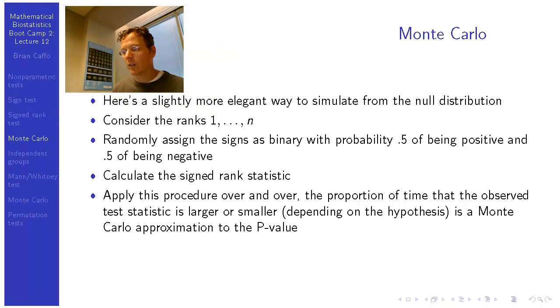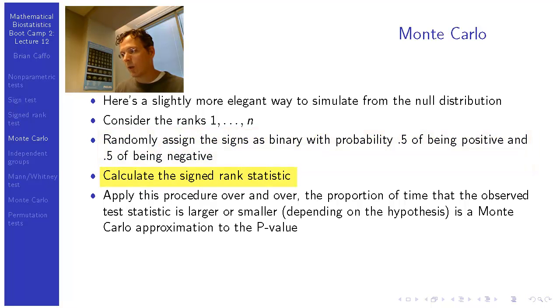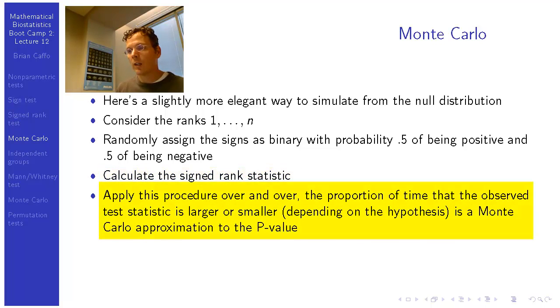I in fact say this explicitly on this slide here, where here's a little bit more elegant way to do it. Take the ranks 1 to n, randomly assign the signs as binary with probability 0.5 of being positive and 0.5 of being negative, and then calculate the signed rank statistic. At any rate, if you wanted a Monte Carlo p-value, you would just apply this procedure, simulate over and over again, and calculate the percentage of times your test statistic was more extreme, and that would be the probability of obtaining a test statistic as or more extreme. The average of the number of instances where your simulated test statistic was more extreme than your observed test statistic would be a Monte Carlo approximation to your p-value.